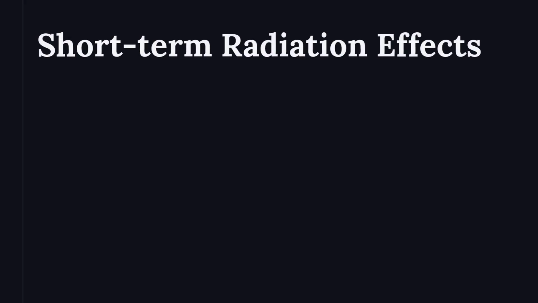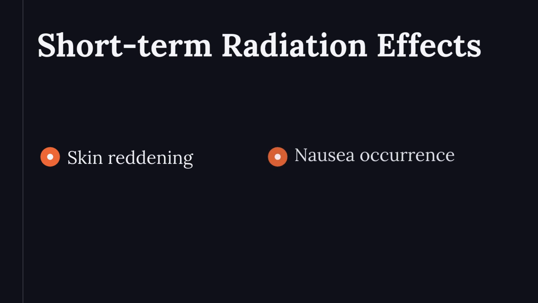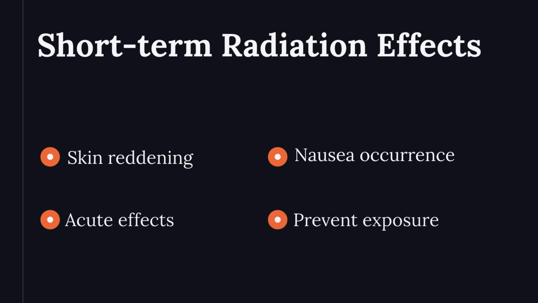Short-term effects include skin reddening and nausea. High doses over short periods cause acute effects. Monitoring helps prevent excessive exposure. Understanding these effects is crucial for immediate safety. Short-term effects guide emergency response in radiation incidents.